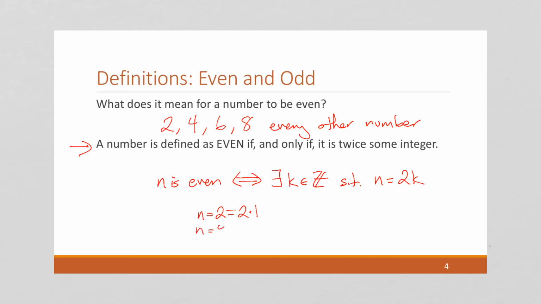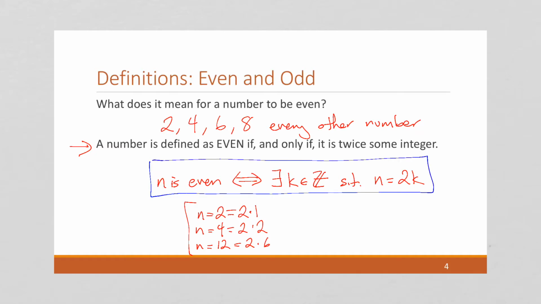If n is equal to 4, which we know sort of inherently is even, what does that equal? It's equal to 2 times 2, so that's going to work. n equals 12 is even. What is that? It's 2 times 6. So see how our intuitive definition of even matches with our formal definition of even. This is our formal definition of even. Also notice that this k is just a variable. It is a placeholder.